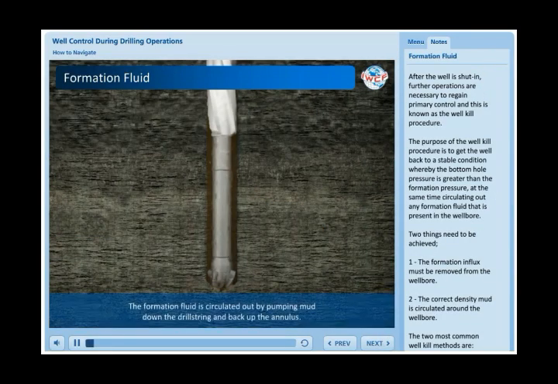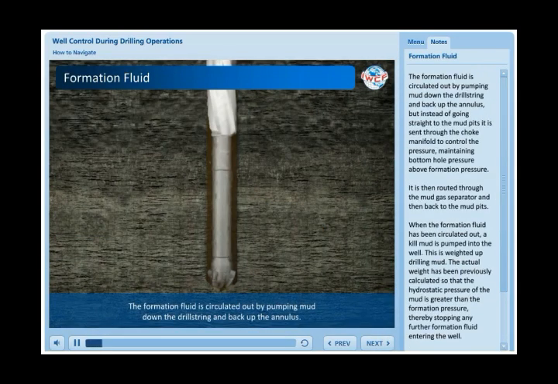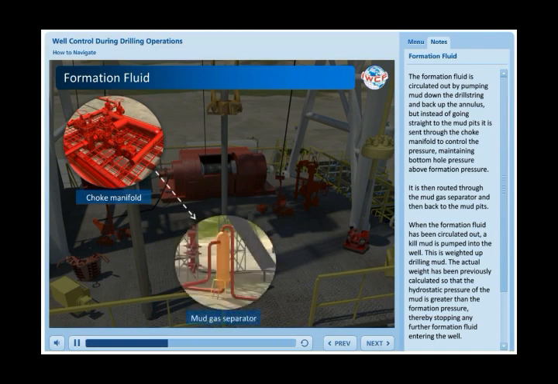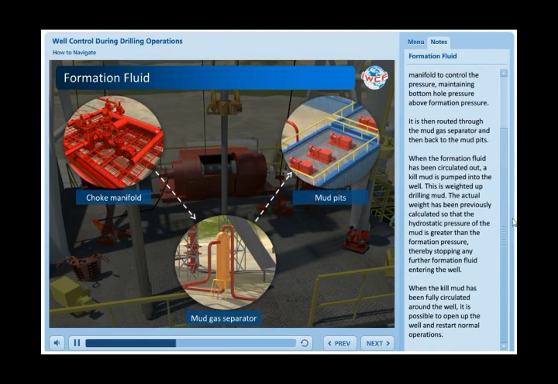The formation fluid is circulated out by pumping mud down the drill string and back up the annulus, but instead of going straight to the mud pits, it is sent through the choke manifold to control the pressure, maintaining bottom hole pressure above formation pressure. It is then routed through the mud gas separator and then back to the mud pits.